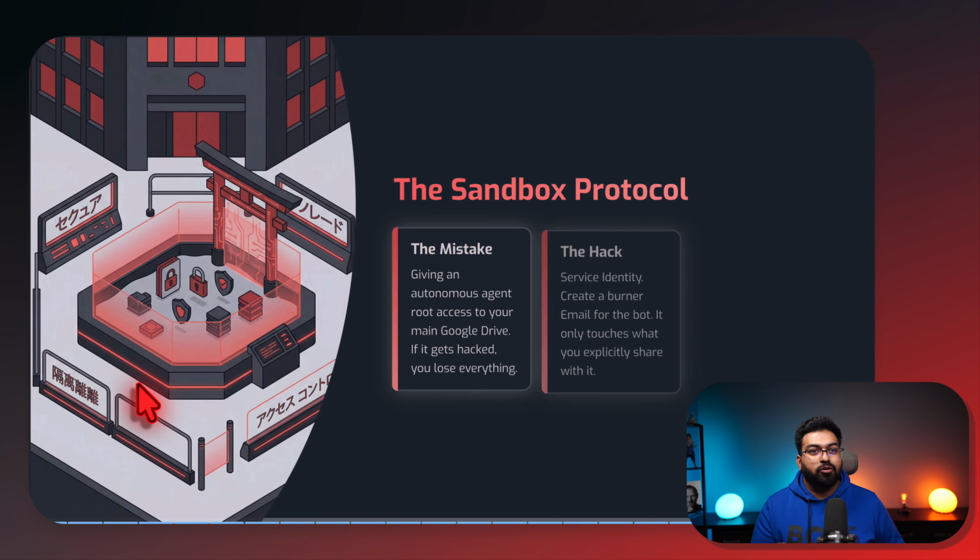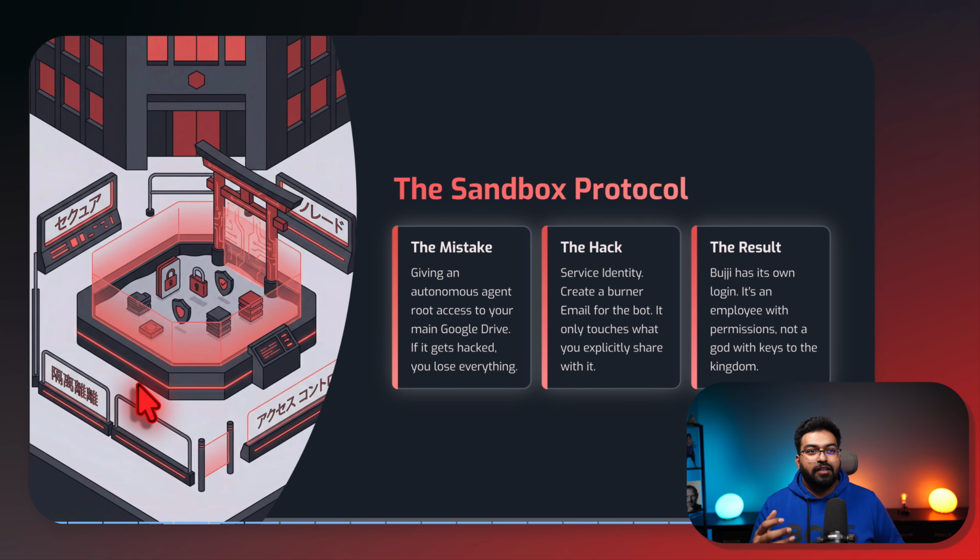So the sandbox protocol, the mistake: giving the autonomous agent root access to your main Google Drive. If it gets hacked, you lose everything. So you need something that's protected. My agents have complete everything, starting from emails, starting from accounts, API keys, everything is separate from my main account. I don't want to risk anything. And the only contact it has is this application and the ability to send emails and create tasks on our own internal application that has no client communication at all.